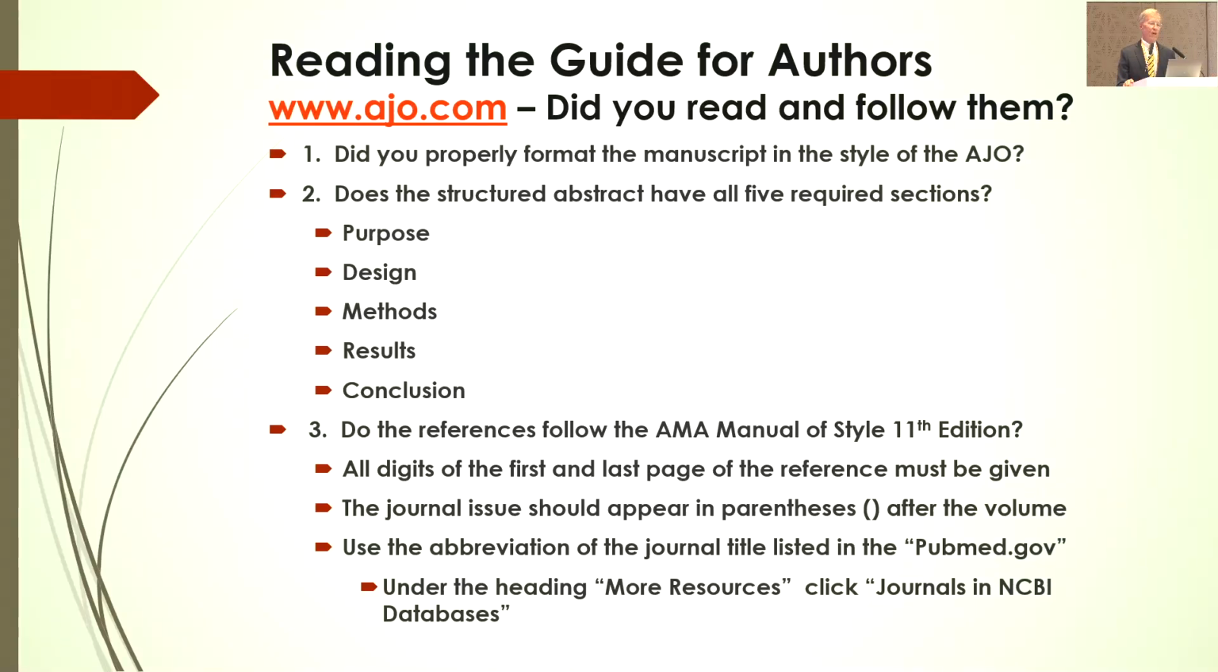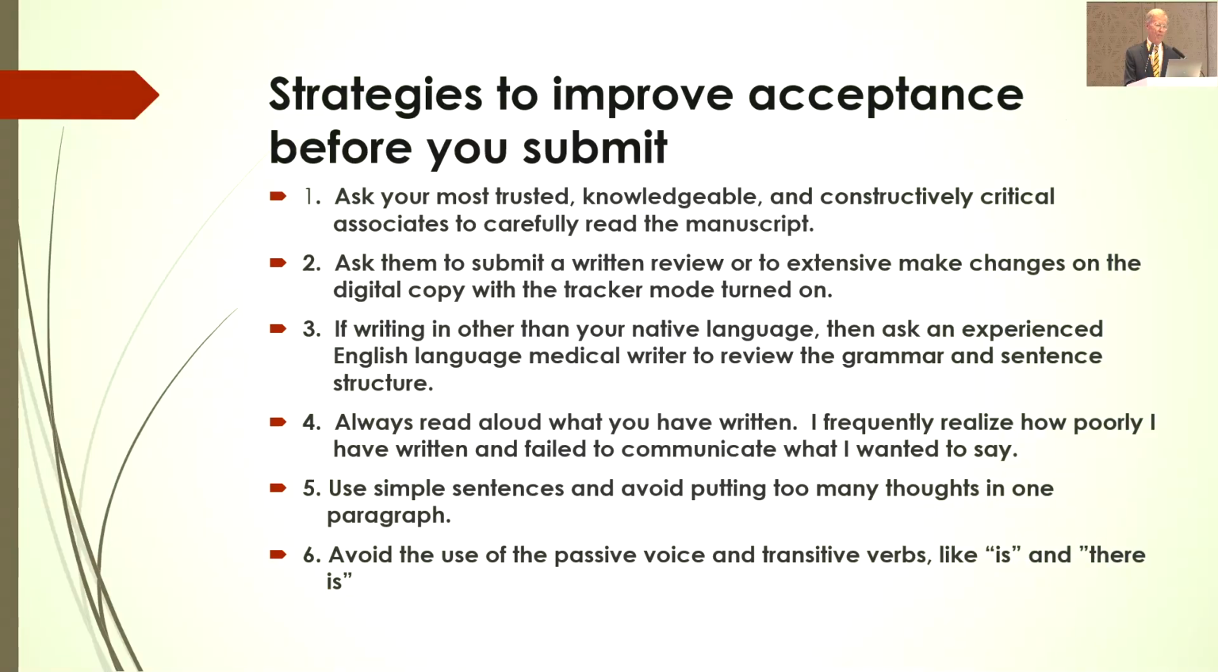When you read the guide for authors at AJO, it's very clearly how it should be presented. And at times I wonder if the authors actually read them. There is a prescribed format for all of the major journals, and they're all a bit different. Most of them have a structured abstract with a purpose, design, methods, results, and conclusions. And at least for the American Journal, we follow the American Medical Association Manual of Style, 11th edition, for what constitutes how to list the references. It's a small point, but for uniformity, they should be followed.